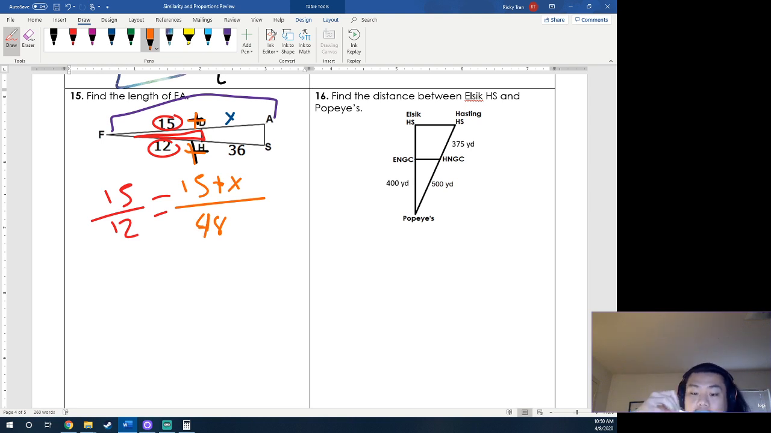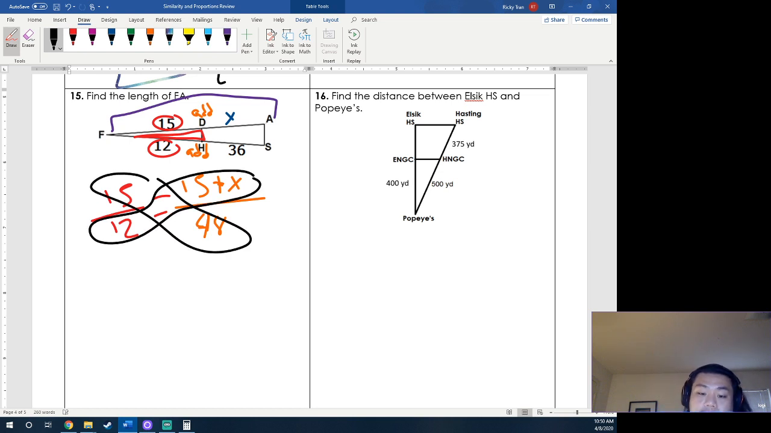Okay, we have to add. I'm going to fix this. I'm actually going to write "add." From here we're just going to cross multiply. 12 times 15 plus X is equal to 48 times 15. Okay, going to distribute.